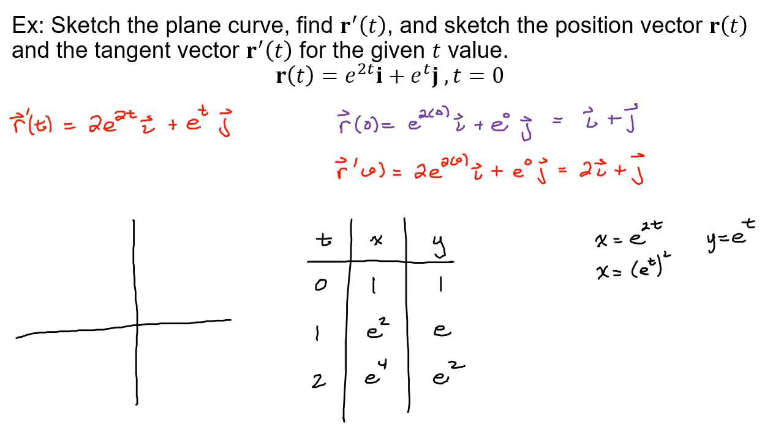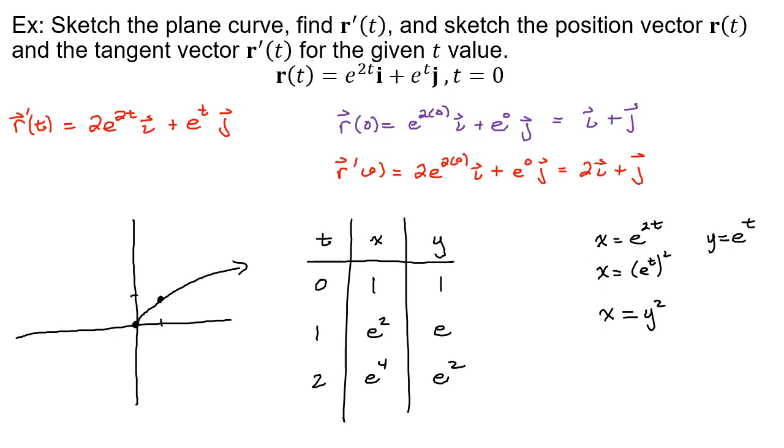E to the t is y, so if I eliminate the parameter, I get x equals y squared. So I actually get a sideways parabola going this way. And I could plot points instead of t values. What happens when y is 0? X is 0, so I get that point there. If I plug in y is 1, x is 1, so I have the point 1, 1.